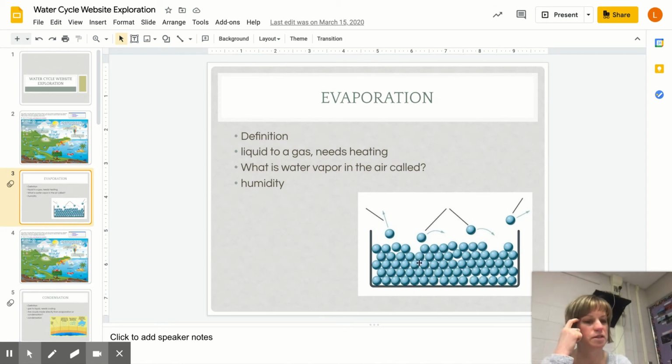Also notice something in this little diagram I put in here, that you can see the water drops, the water molecules, are spreading out during evaporation, moving faster, spreading out. That's important for our next one, actually.